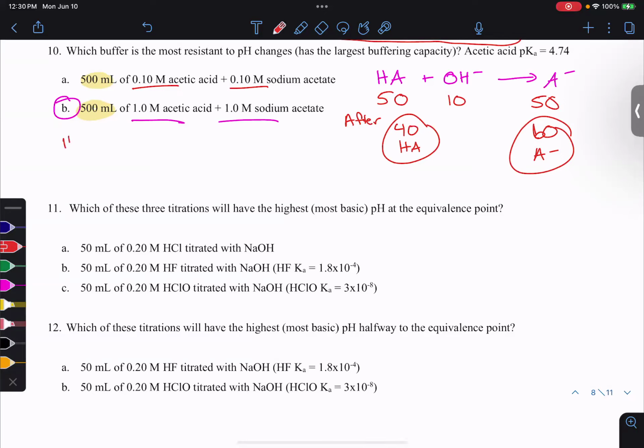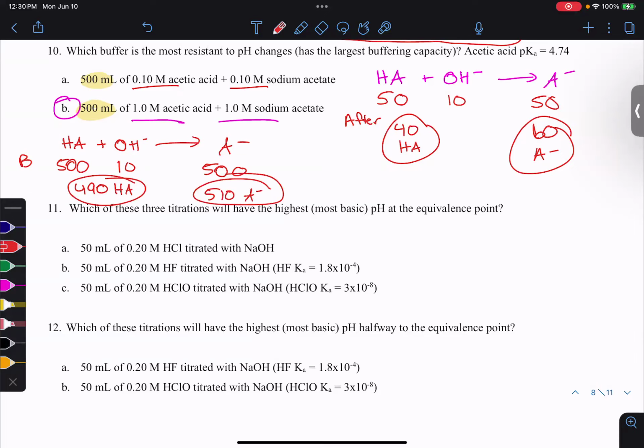Notice when you do the BCA table, HA plus hydroxide gives you A minus. Our before line is not 50, it's actually 500. So if you add the same amount of base here and you do the subtraction, you're left with 490 millimoles of HA and 510 millimoles of A minus. Calculate the new base to acid ratio. It barely moves away from 1.